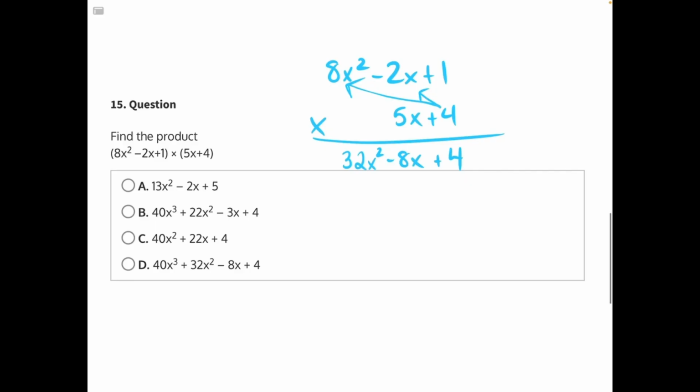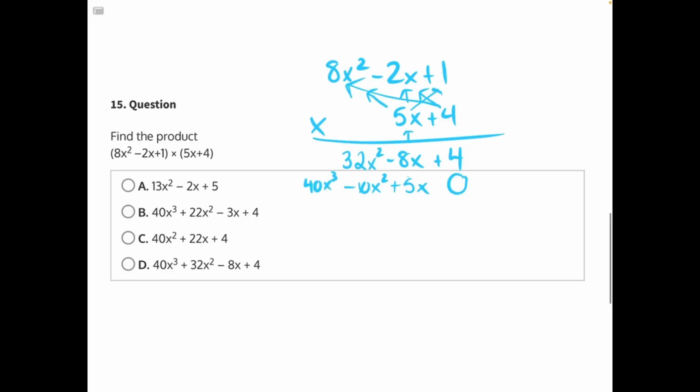Now we move on to the next digit, to 5x. So we need to place a 0, and now we can start to multiply. 5x times 1 would give us positive 5x. 5x times negative 2x would give us negative 10x squared. And then 5x times 8x squared, do the 5 times 8 first, which would give us 40. And then x times an x squared, we now have x cubed.